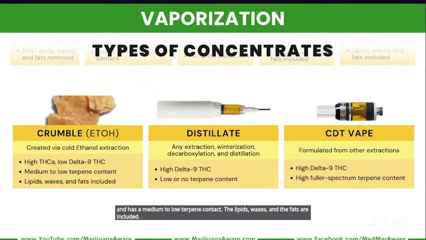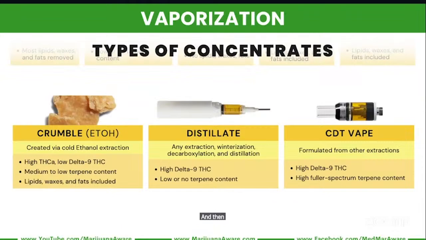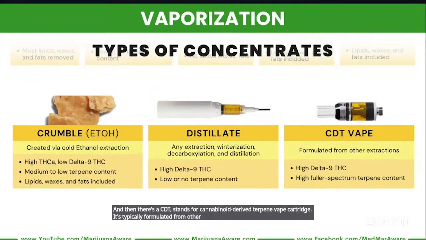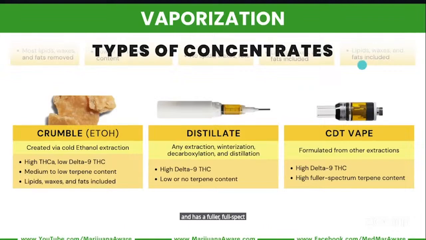Distillate is any extraction, winterization, decarboxylation, or distillation process, typically high in delta-9 THC and with low or no terpene content. And then there's a CDT, which stands for cannabinoid-derived terpene vape cartridge. It's typically formulated from other extracts, usually high in delta-9 THC, and has a full spectrum terpene content.